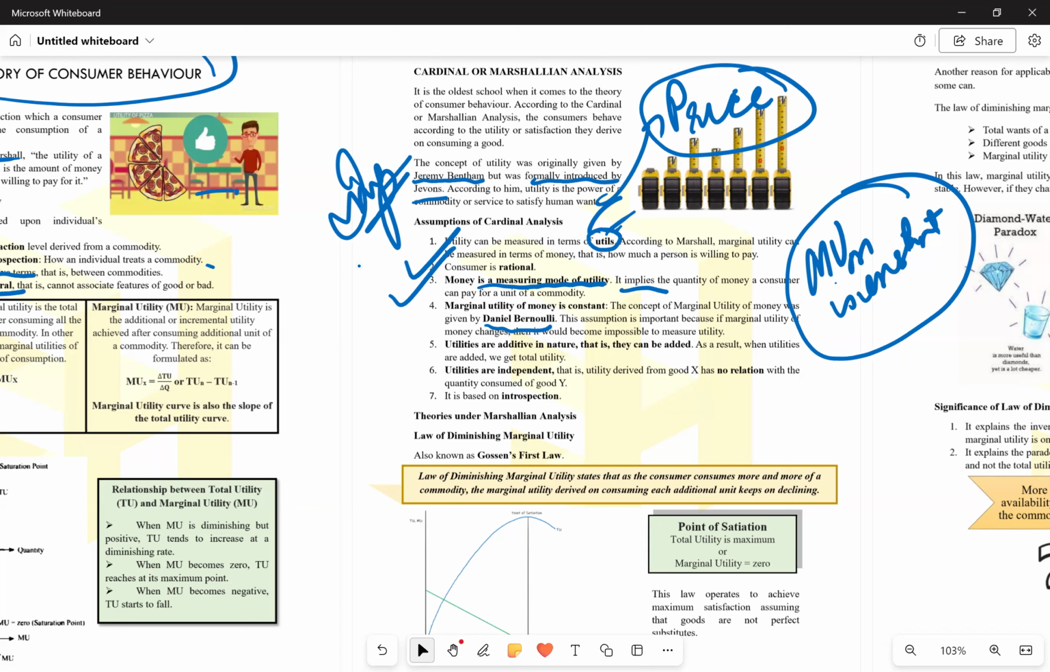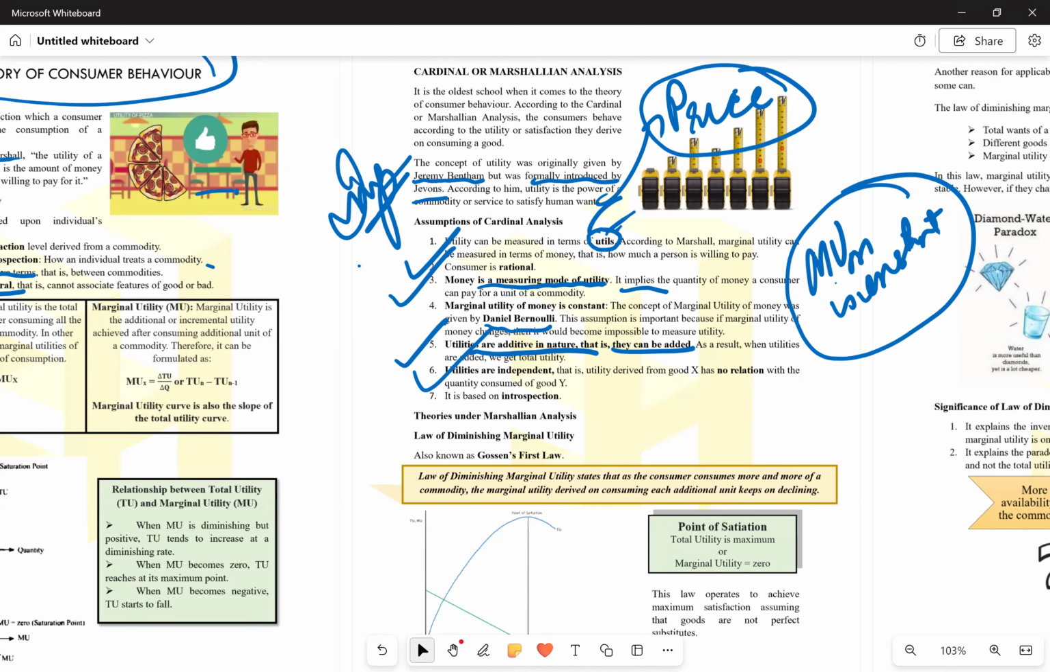Okay. The fifth is that utilities are additive in nature. Means if you are adding utilities, we are adding utilities to get total utility. So that means they can be added. And then, very important, utilities are independent of each other. You may be consuming n number of goods. For example, the consumption of Chinese food gives you a different utility, but then if you go to, say, Domino's, that would give you an independent kind of utility. These two are not related.